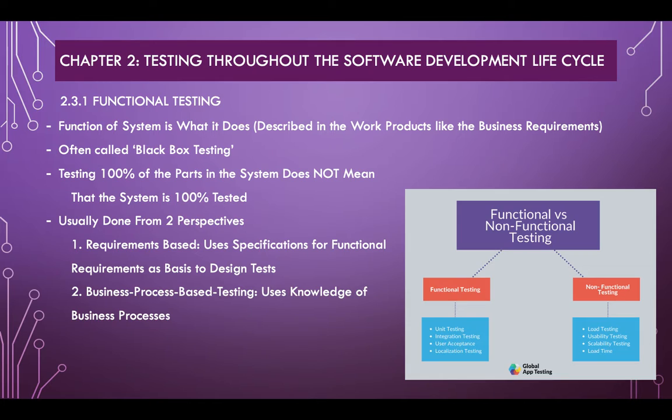Functional testing. The function of a system is what it does, described in the work product, like the business requirements. It's often called black box testing. Testing 100% of the parts in the system does not mean that the system is 100% tested.